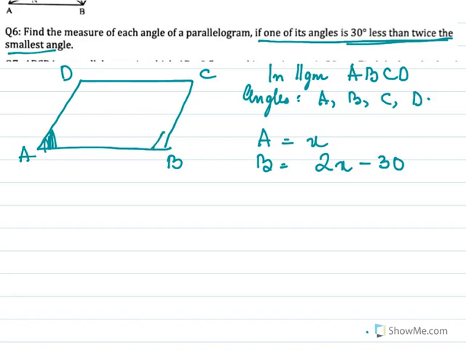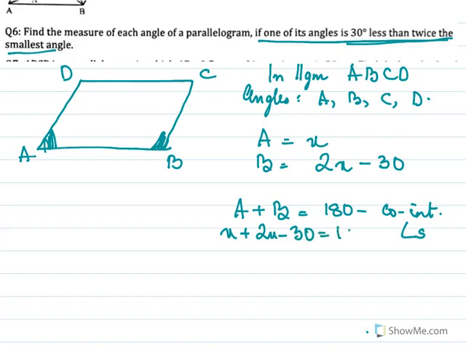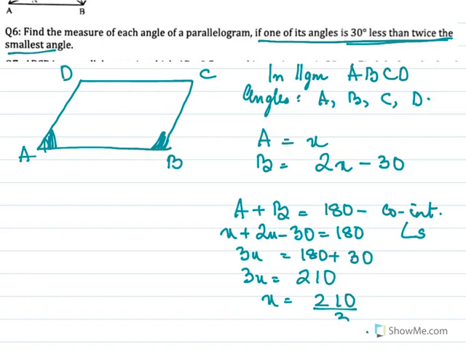And we know A plus B is 180. Co-interior angles, the adjacent angles of a parallelogram, are always supplementary. So A plus B equal to 180 because they are co-interior angles. So X plus 2X minus 30 equals 180. 3X equal to 180 plus 30. So 3X is 210. X is 210 over 3, which is 70.